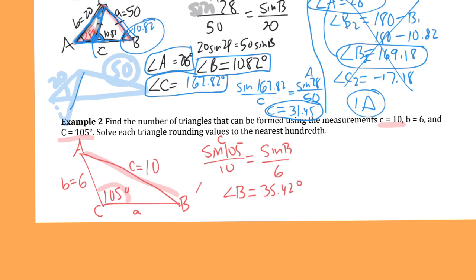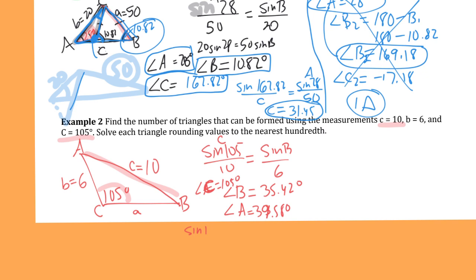Okay, and they already told us angle C, pardon me. Angle C was a given, and that's 105 degrees. And then angle A would be, if you take 180 minus both those two angles, you're going to get angle A to be 39.58 degrees.